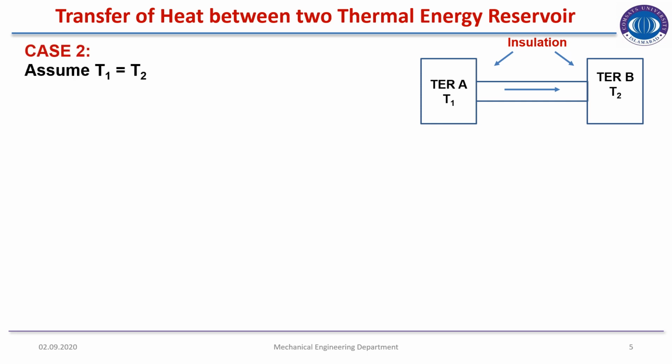Now case 2. In case 2 we are assuming that T1 and T2 both are equal. So the temperature of thermal energy reservoir A, that is T1, and the temperature of thermal energy reservoir B, that is T2, both are equal. In that case the change of entropy of the universe is equal to 0. As already discussed in the previous slide, change of entropy of the universe equal to 0 means that it is a reversible process.